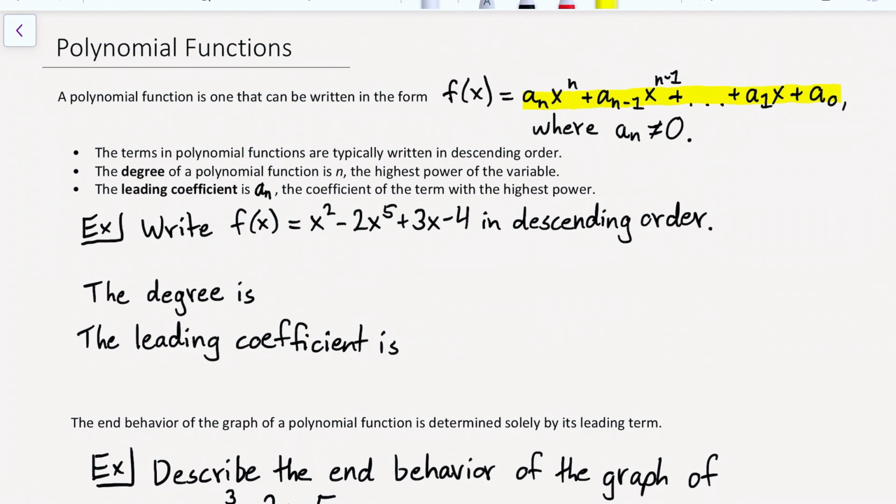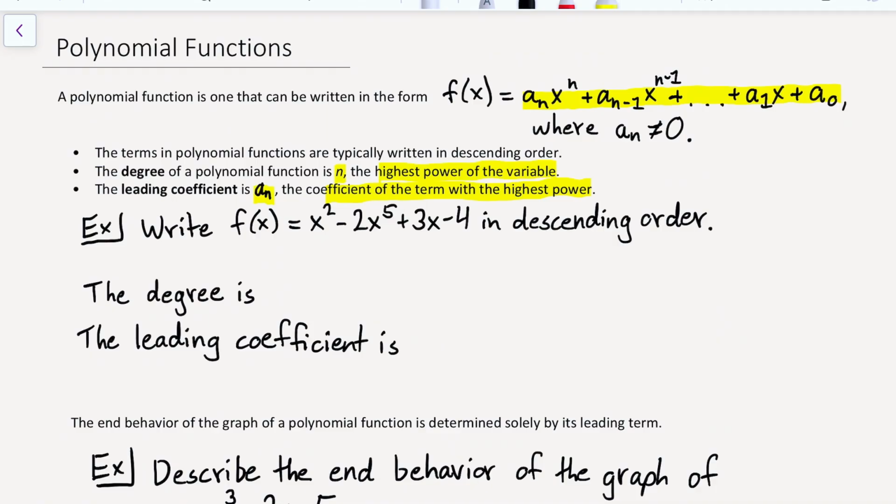Of course, some of those coefficients may be equal to 0. There may be some missing terms. So we typically write polynomial functions in descending order, from the term with the highest degree to the term with the lowest degree. And the degree of the entire function would be n, which is the highest power of the variable that you see. The leading coefficient of the function is the coefficient a sub n that goes along with this term with highest degree.